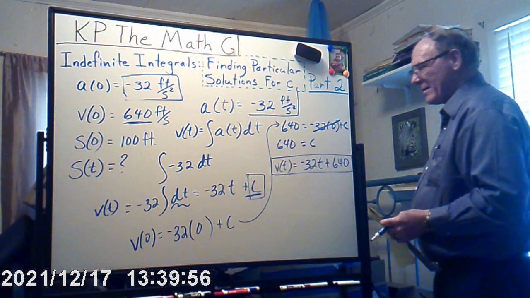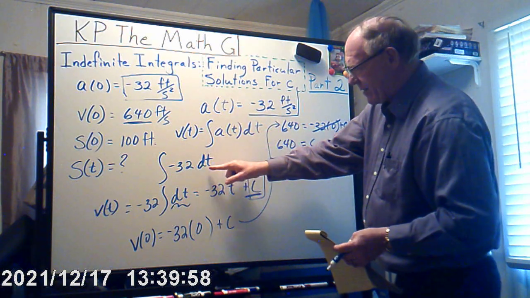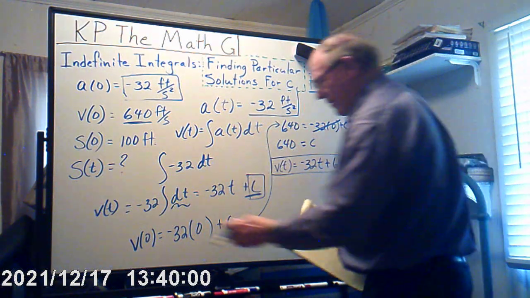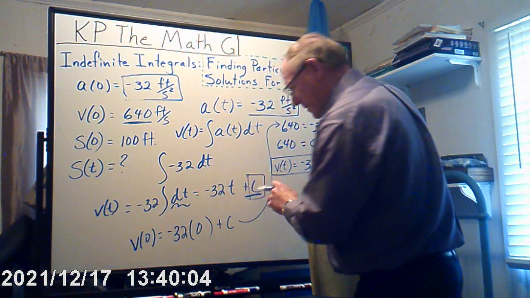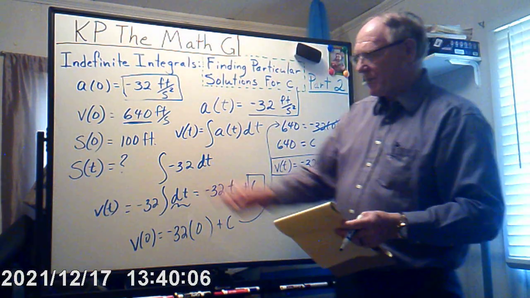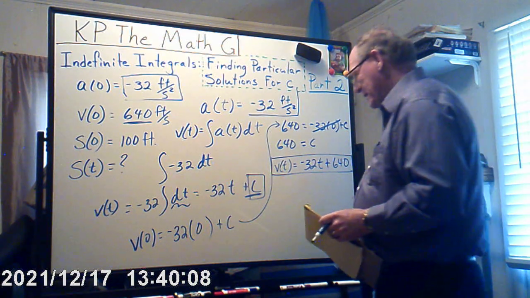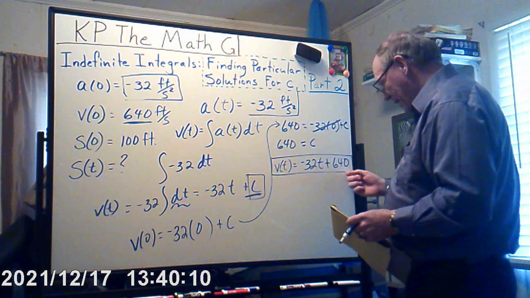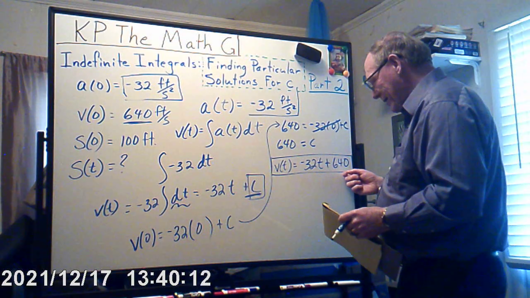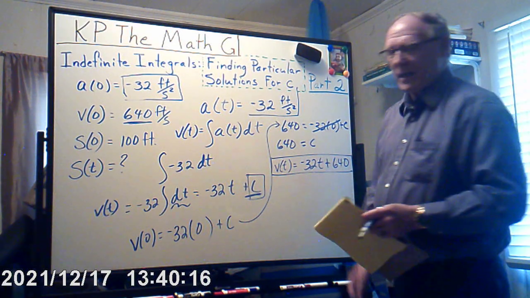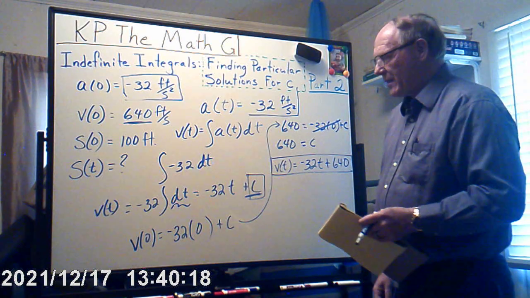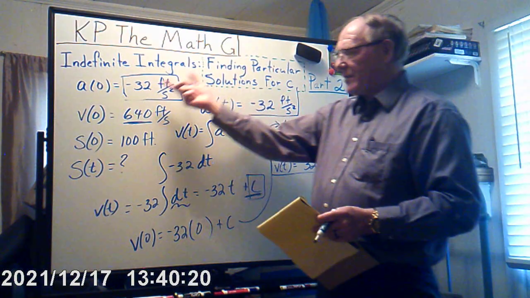Okay, when we took the antiderivative of a at t, we simply got negative 32t plus c. And again, that plus c is important, otherwise we can't complete this problem. It makes sense right here that that's what it is. So that's v at t right there. That is the velocity equation, given these conditions right here.